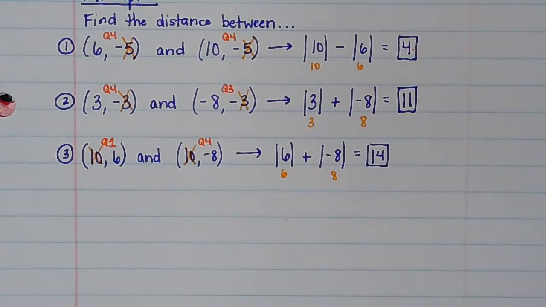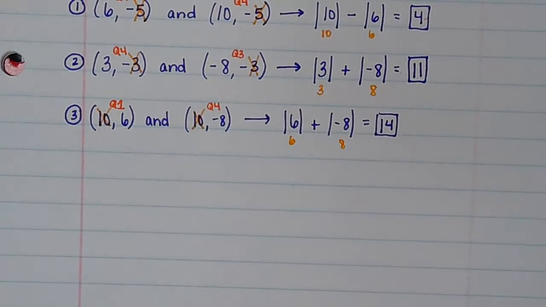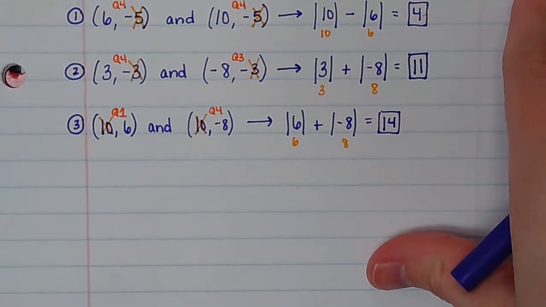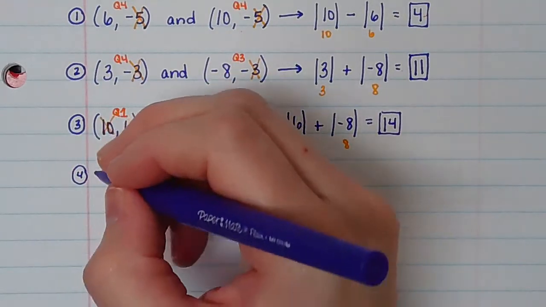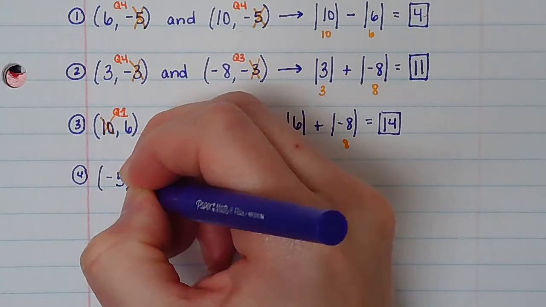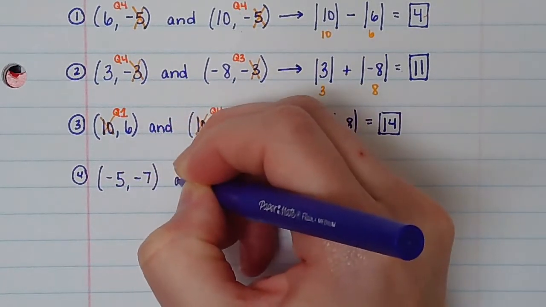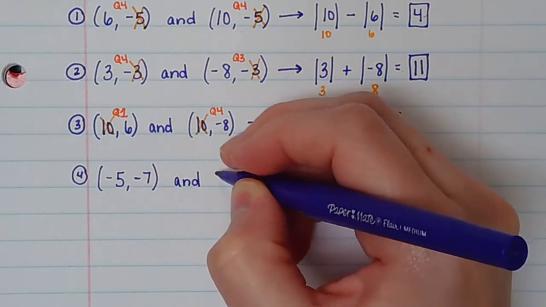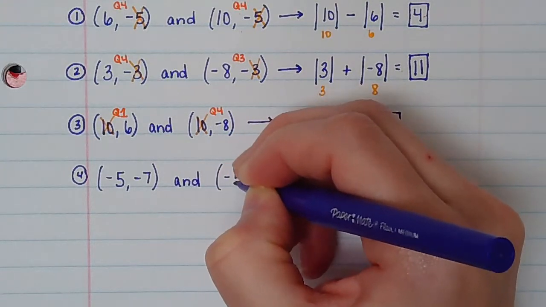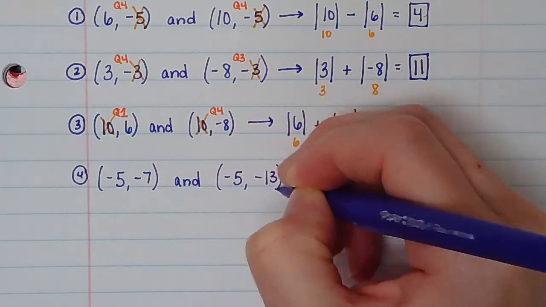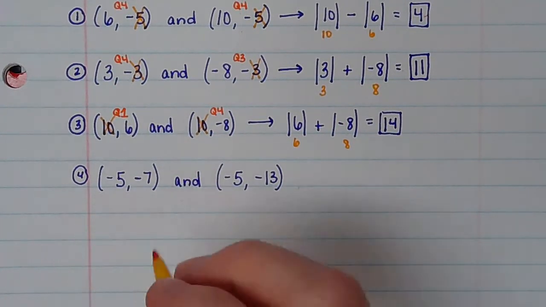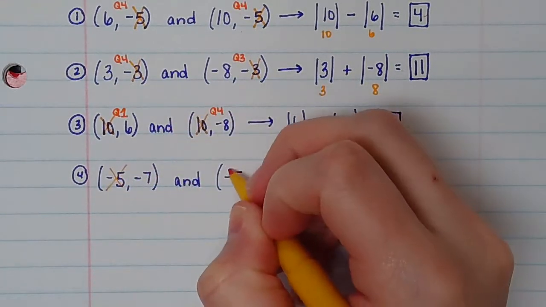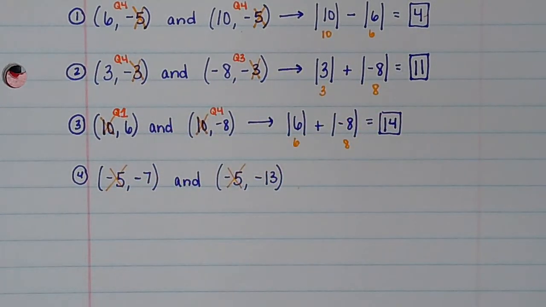Okay, let's do 2 more. All right, let me turn this a little bit. Number 4. -5, -7, and -5, -13. Okay. Which number's in the exact same spot and the exact same number? That's obviously the -5, so I'm going to cross those off. I don't need them. All right.